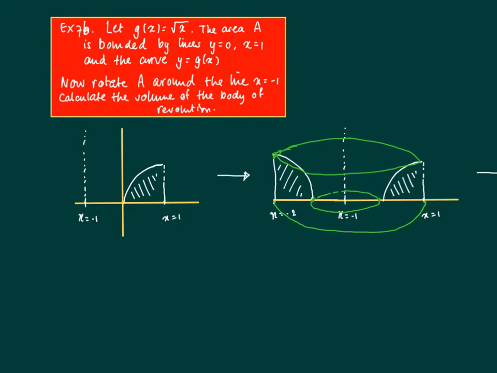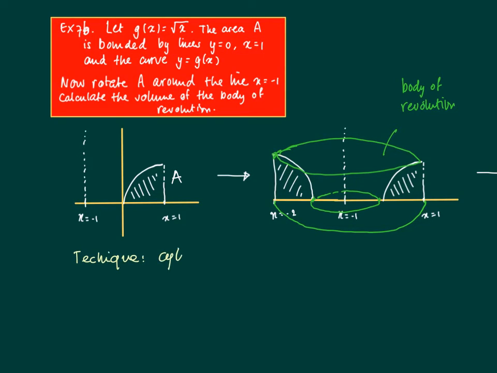In B, we use a different method. Now we have an area A which we will rotate around a vertical axis, the axis x is minus 1. If you do that, then you get a cylindrical picture, which is denoted by the green. So we have to calculate the volume of the body of revolution in between the green lines. The technique that may be useful here is cylindrical integration.